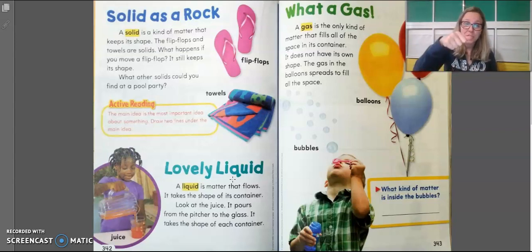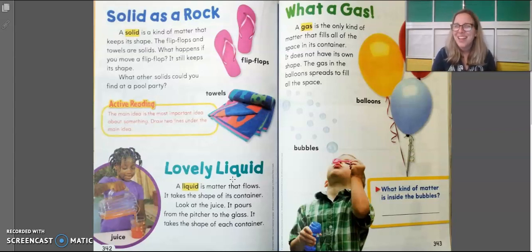Okay, see, she's pouring the juice into the cup, and while it's in the pitcher, it's the shape of the pitcher, but as soon as the juice hits the glass, it takes the shape of the glass. And if you were to put it in a bowl, it would take the shape of a bowl, and if you were to pour it into a water bottle, it would take the shape of the water bottle. Okay, liquids are matter that take the shape of whatever container they are in.